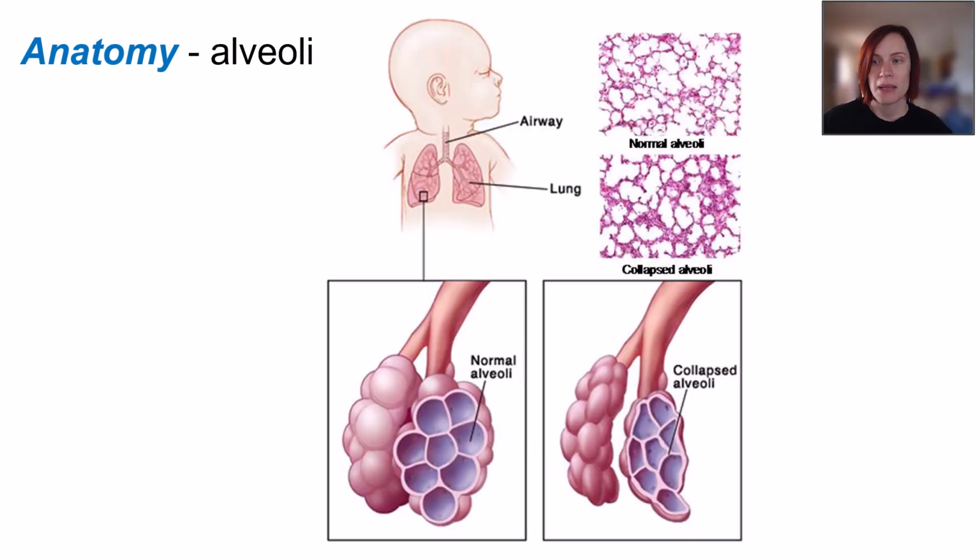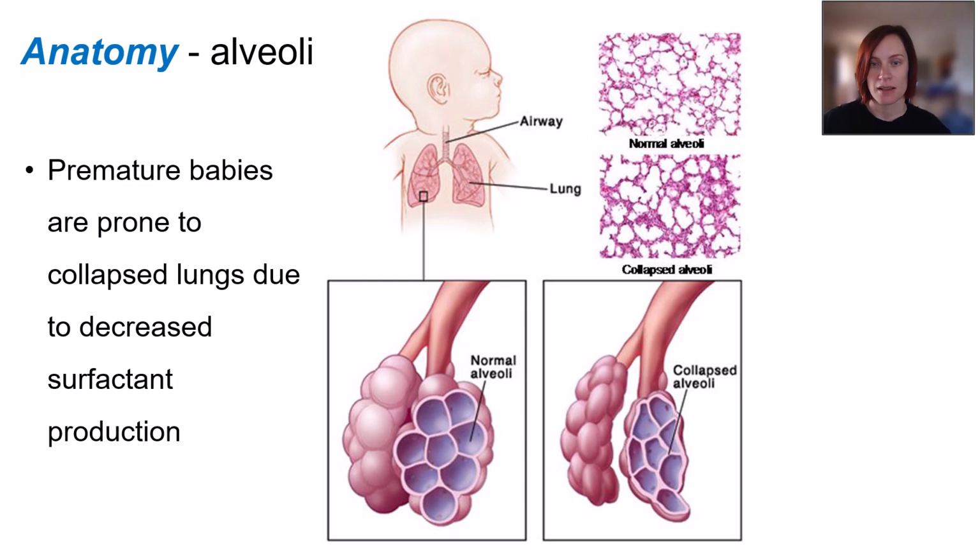Now, premature babies, I said that before, have less surfactant. They're really, really prone to collapsed lungs. And if we look at a microscopy image there with the collapsed alveoli, there is far less space for the oxygen to be going in and far less exchange surfaces available.